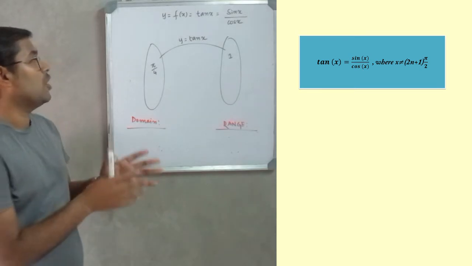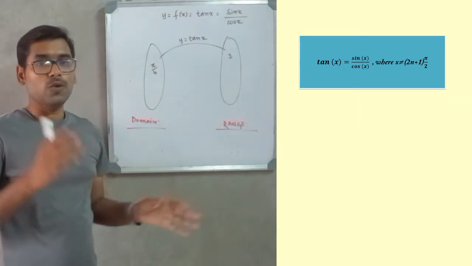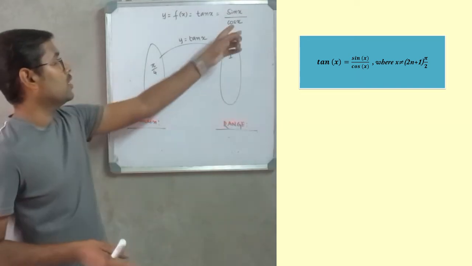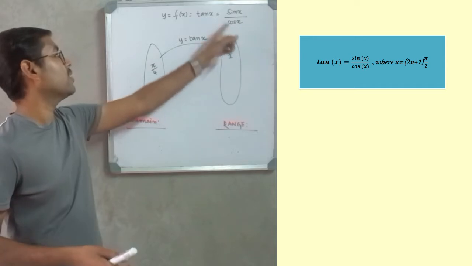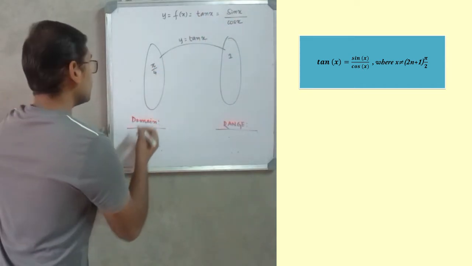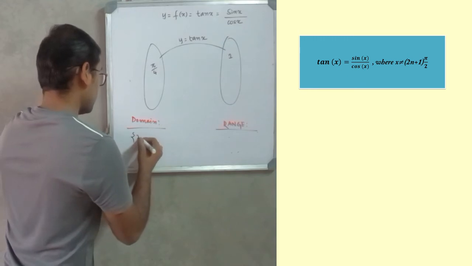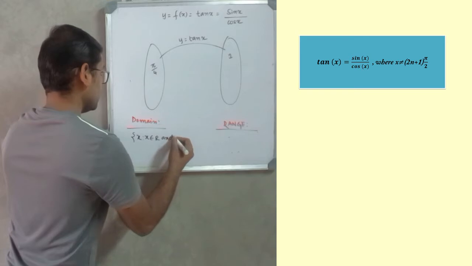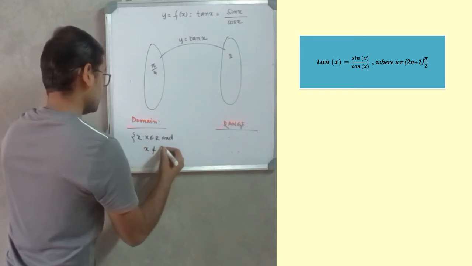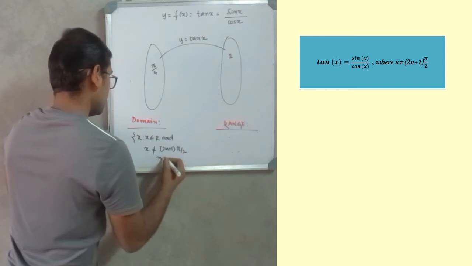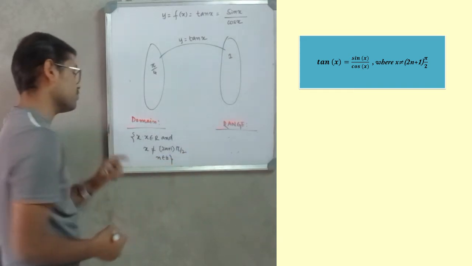That is, if the value of x is equal to (2n plus 1) pi by 2, that is an odd integral multiple of pi by 2, then cos x will be 0. In that case, the function tan x is not defined. So the domain of tan x is the set of all the real values of x where x is not equal to (2n plus 1) pi by 2, where n belongs to integers.